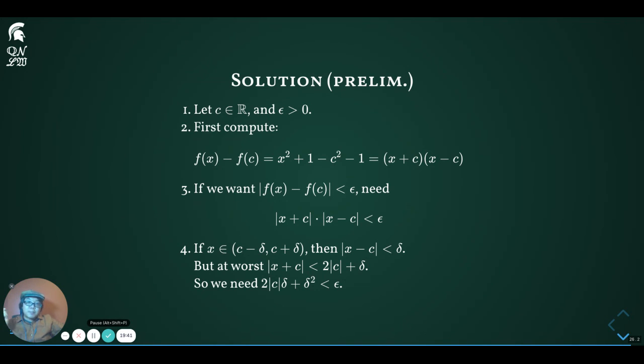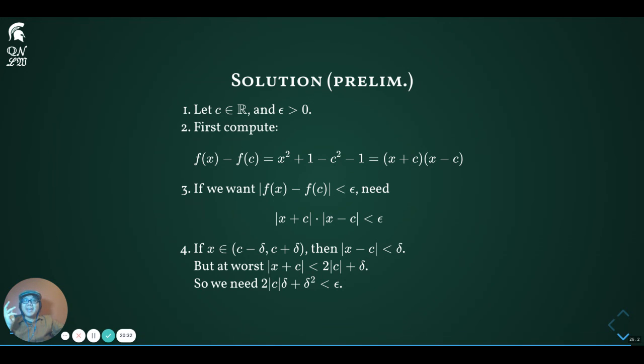The value of x plus c, however, is much bigger. At most, it can take the value twice absolute value of c plus delta. When c is positive, this happens when x is just shy of c plus delta. When c is negative, this happens when x is just above c minus delta. And so we know that the product between x plus c and x minus c works out to be no more than twice absolute value of c times delta plus delta squared. If we can choose a delta such that this quantity is less than epsilon, then we are set.